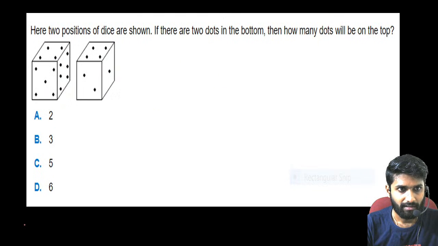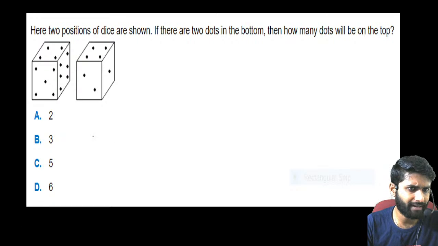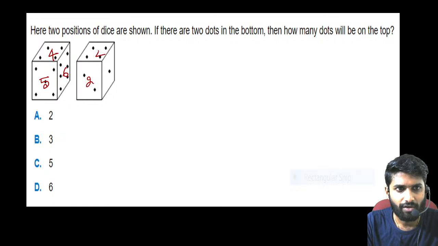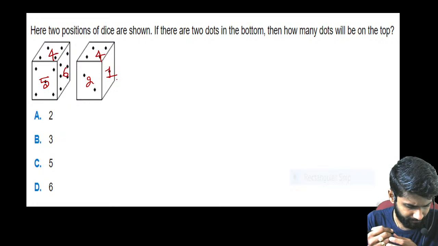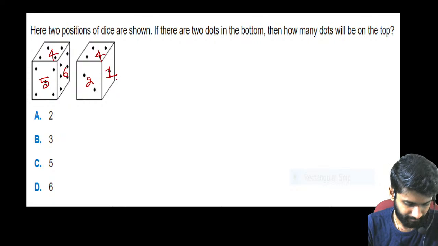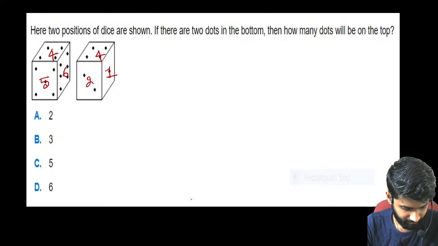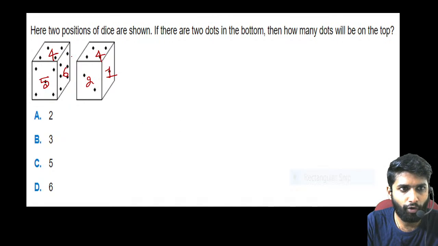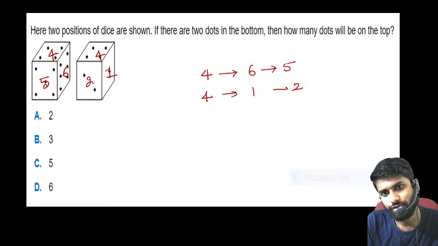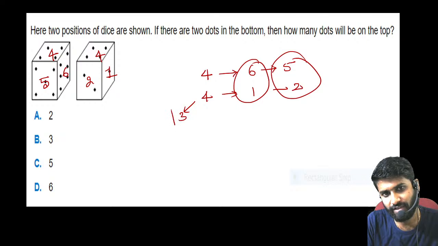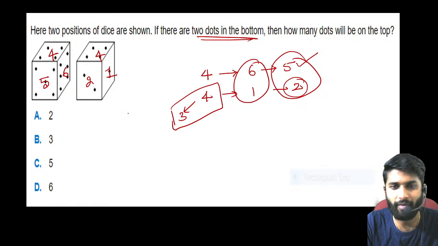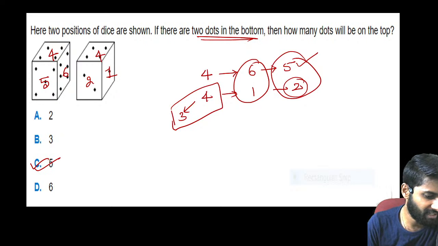Next, if it is dots, not a problem, guys. If it is dots, convert them into numerical parts. No problem. See how many dots here? 5 dots, 4 dots, 6 dots, 2 dots, 4 dots, 1 dot. Convert dots into the numerical part. Now see. Again, what is the common here? 4 is the common. 4 is the common, means clockwise notation. 4, 6, 5 and another, same thing, 4, 1, 2. 5, 2 is opposite. 6, 1 is opposite. The remaining 3 becomes 4. Then here the question. Here two positions of a dice are shown. If two dots are on the bottom, the top has 5 dots. Answer is exactly 5 dots. Option C is the correct answer.